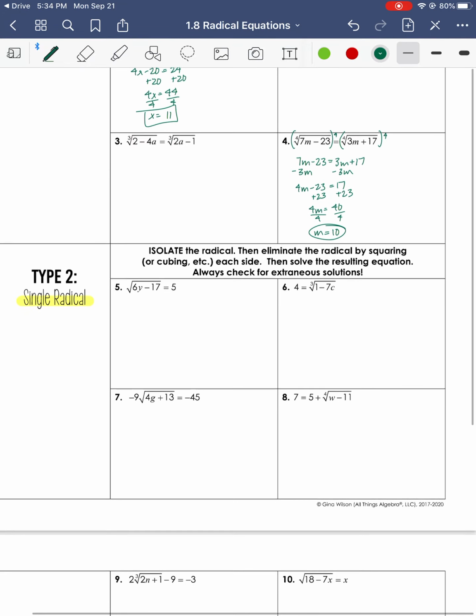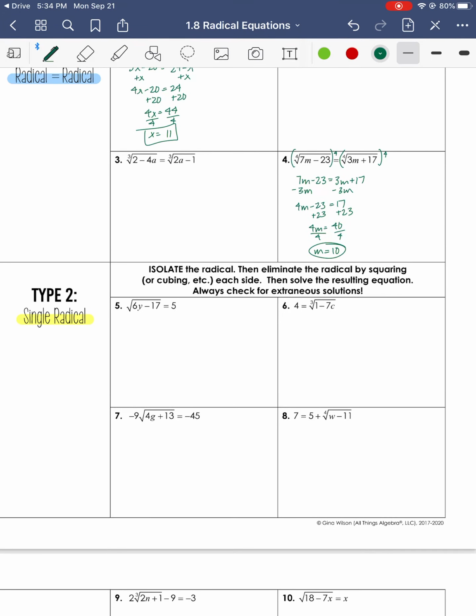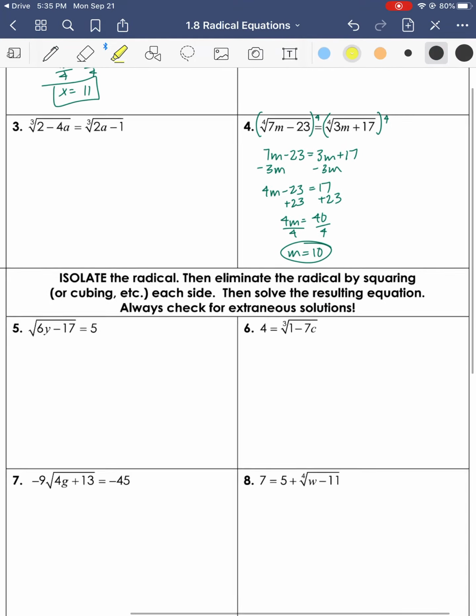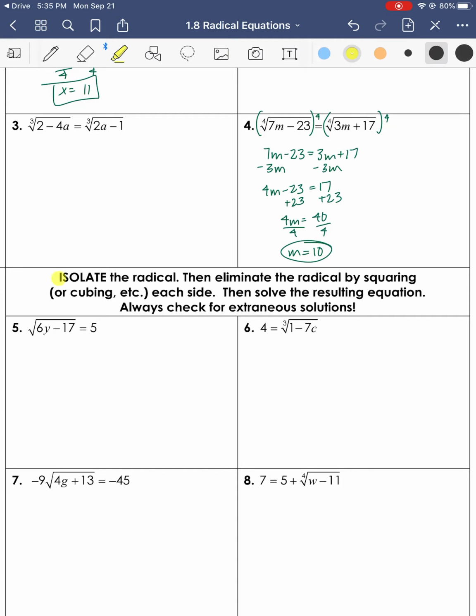Let's go to the next section where we have a single radical. Okay. It's really not that much different than the first one. There's just a couple things you have to do in addition. So the first thing is you're going to have to isolate the radical. Okay, so we want the radical by itself before we square it. And then you're going to square it or cube it or whatever each side, because it's an equation, we have to keep it the same.